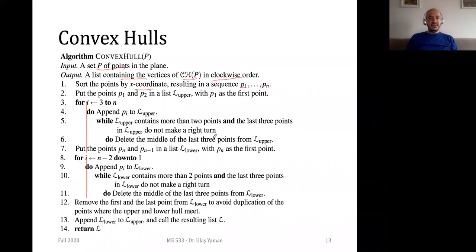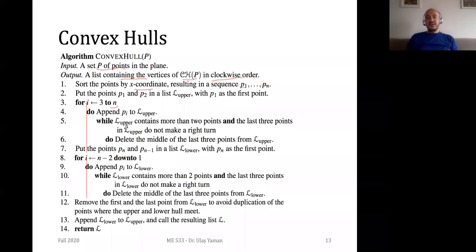So let's focus on the first part. As you see, we are starting from the third point in our sequence, since at the beginning of the algorithm, we need to have at least 3 points. So that's why this for loop starts at 3, and then it goes to n. It means that it's checking all the points in this set.